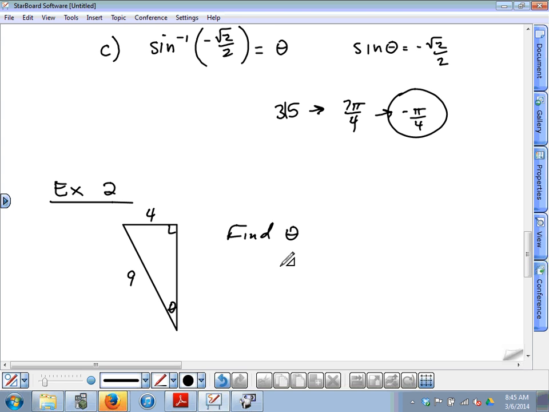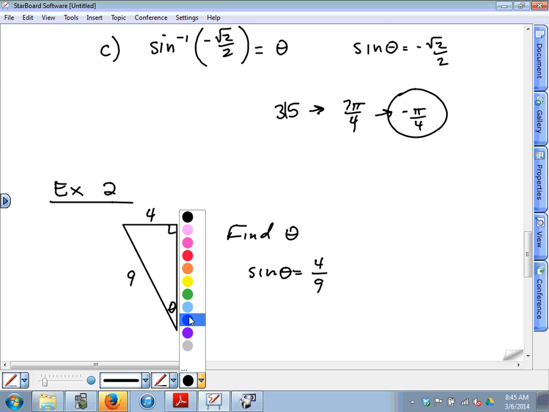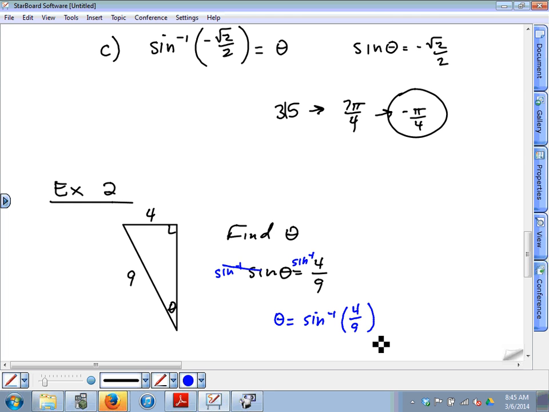So how is this to be done? Why sine? Opposite over hypotenuse. So sine of theta is equal to 4/9. And now we use inverse. The only way to cancel a sine function is to use its inverse operation, which is inverse sine. Theta equals the inverse sine of 4/9.